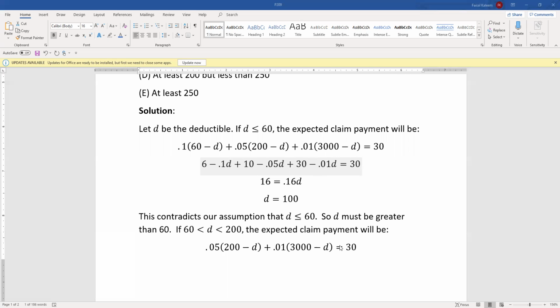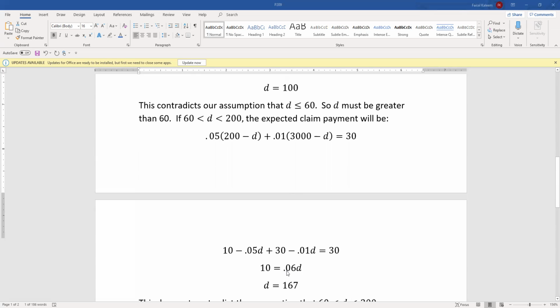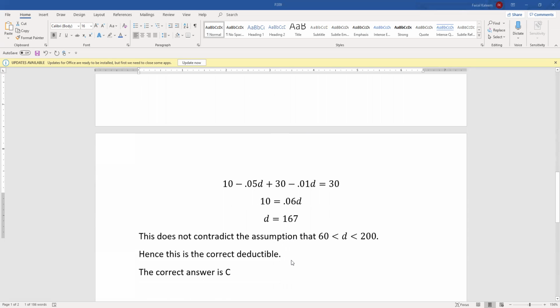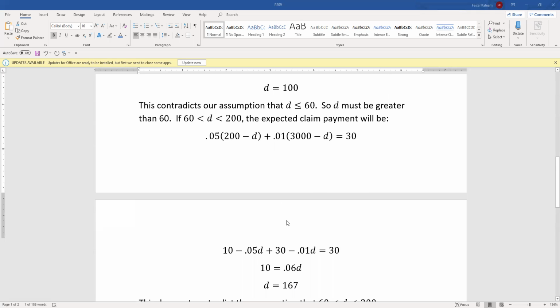And now we want this to be equal to 30. Let's see what D comes out to be now. After you do the simplification in the algebra, D in this case comes out to be 167, and that is consistent with the fact that it's between 60 and 200, so there are no contradictions here. Therefore, this is the correct deductible, and 167 is the deductible.